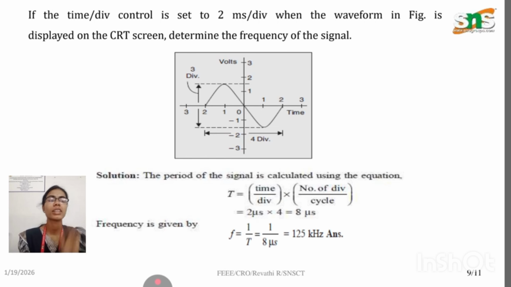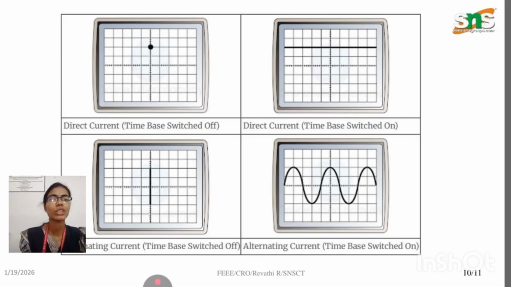In this given division of 2 ms, the time period is given as time per division multiplied by the number of divisions per cycle. This is also displayed in the CRT display, where we determine the frequency of the signal. With the time base switched off, the display is a dotted representation, whereas with the time base switched on it is represented as a straight line. With the time base switched off, we get a straight vertical line, and with it on, it is represented as a sinusoidal waveform or any other waveform which we have to obtain.